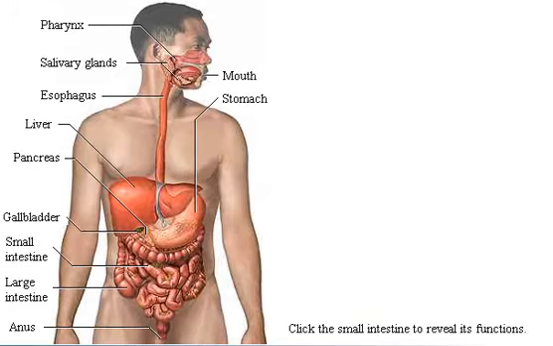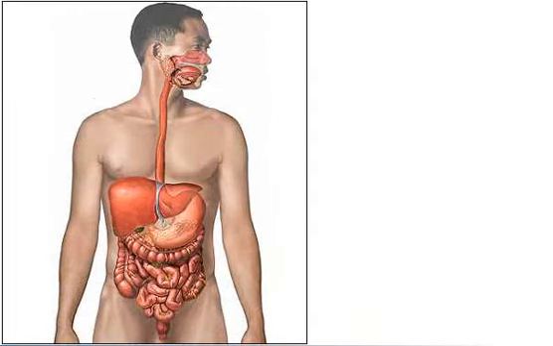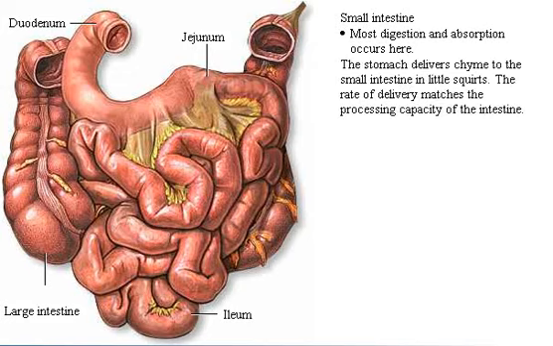Click the small intestine to reveal its functions. Most digestion and absorption occur in the small intestine. The stomach delivers chyme to the small intestine in little squirts. The rate of delivery matches the processing capacity of the intestine.